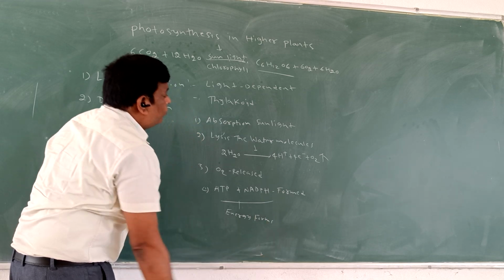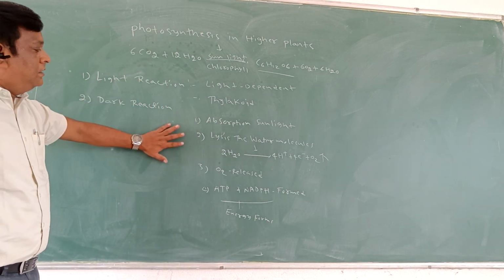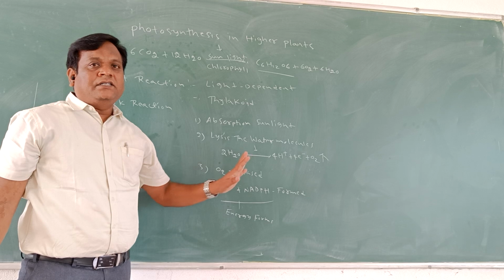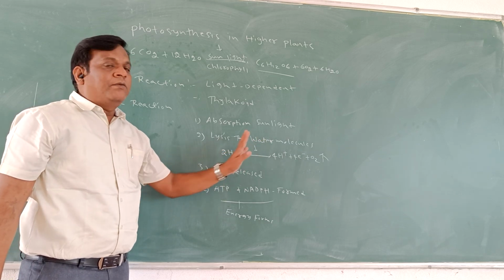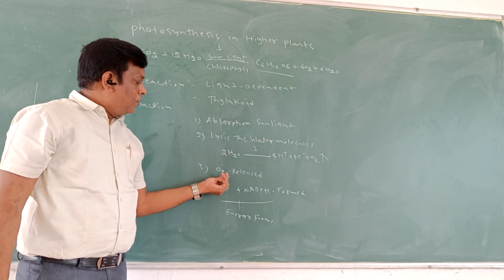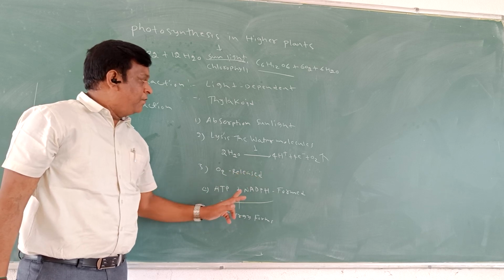These four steps happen in the light reaction in the presence of sunlight. In the first step, they absorb the sunlight. In the second step, the water molecule is lysed. In the third step, oxygen is released, and then ATP is formed.